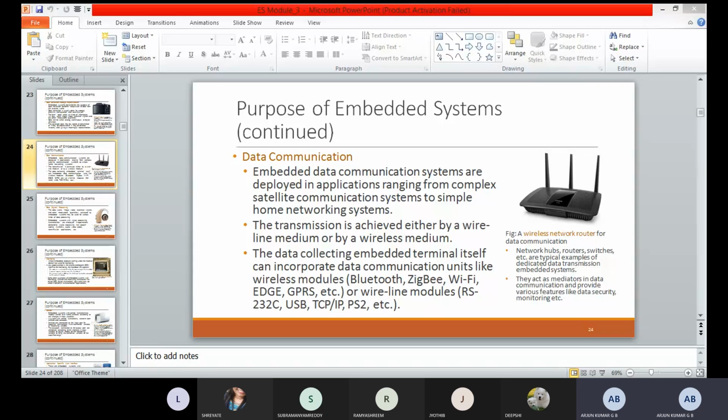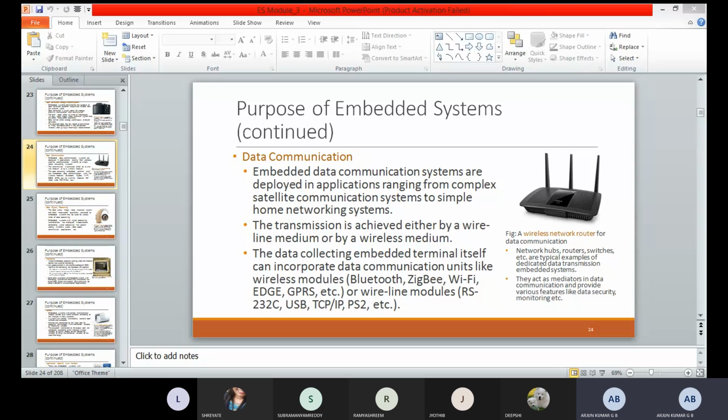This kind of data communication is widely used, from complex satellite communication to the simple home networking system. The transmission of data is achieved either by a wired medium or by a wireless medium. There are two ways to access the data, meaning communicating the data between two users or two systems. It may be wired or it may be wireless.